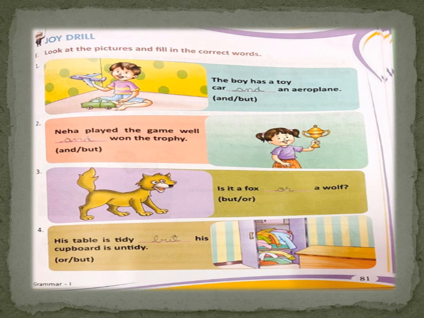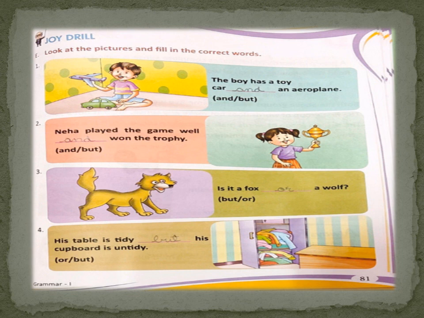This is page number 81. Look at the pictures and fill in correct words. Children, here options are given. You have to choose the correct answer. The boy has a toy car, dash, and aeroplane. You can see the picture. The boy is having a toy car also and an aeroplane also. So the boy has a toy car and an aeroplane because this is not opposite. So we will not use but, we will use and.